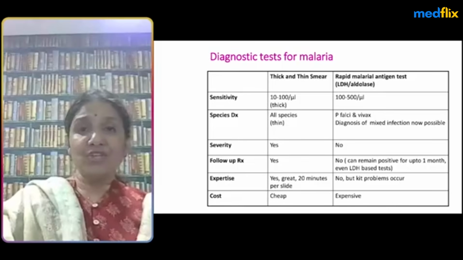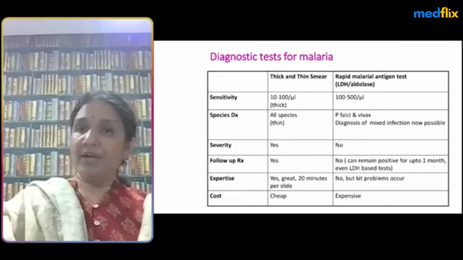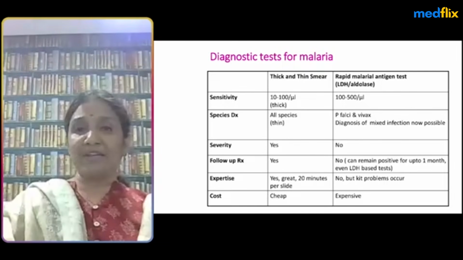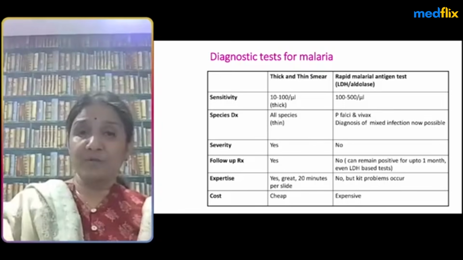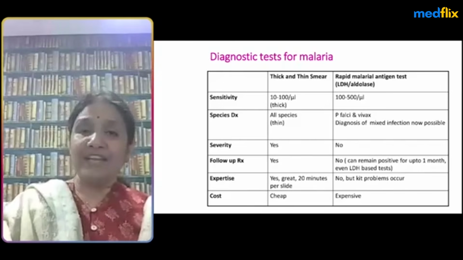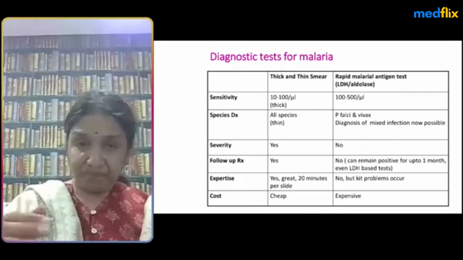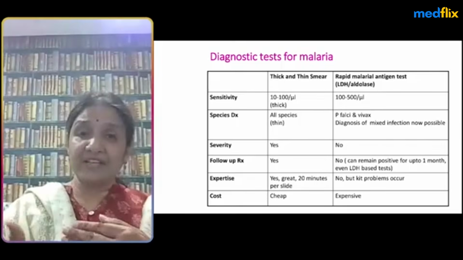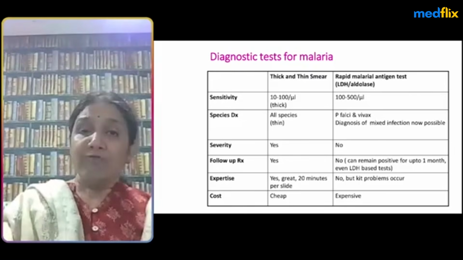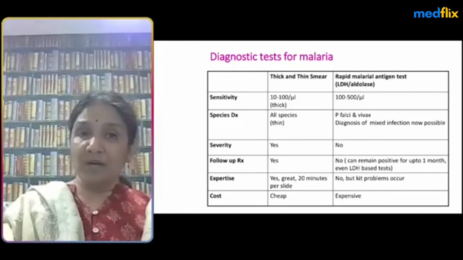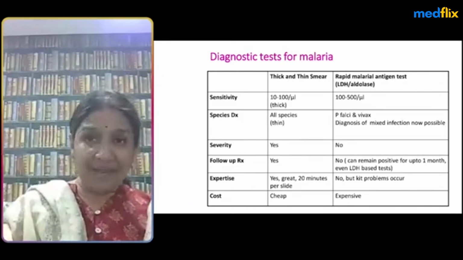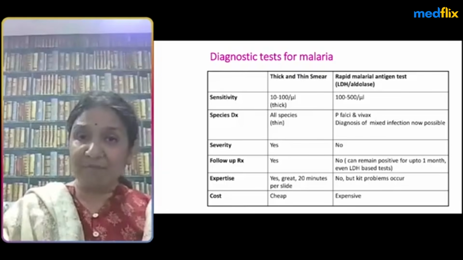Now, the species diagnosis can be done by the smear and the antigen test. Mixed infection can be detected by both the smear and antigen test. But the advantage of the smear is that it can tell you about the severity of the infection, because the smear will tell you what the parasite index is, whether it is 1%, 5%. The antigen test will not tell you. Follow-up treatment can be told by the smear, because it can tell you whether the smear has become negative, but the antigen test can remain positive for some time.